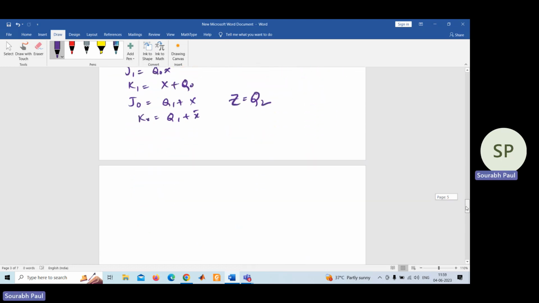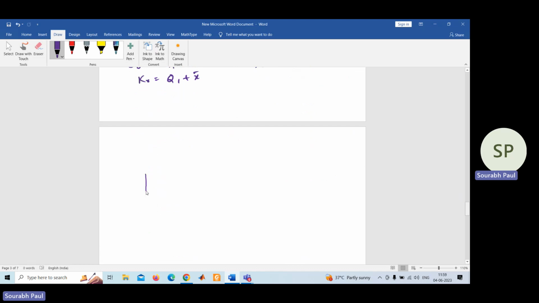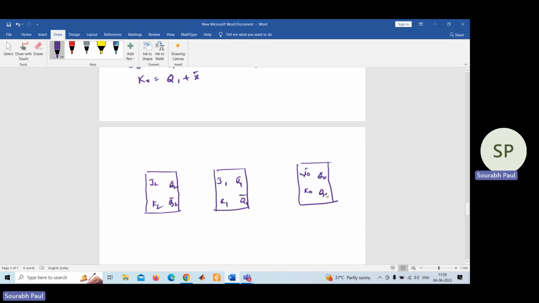Now what we need to do? We need to make the circuit. As we have three flip flops, this is J2, K2, Q2, Q2 bar. Then we have flip flop number one, that is J1, K1, Q1, Q1 bar. Then we have flip flop number zero, that is J0, K0, and Q0, Q0 bar.